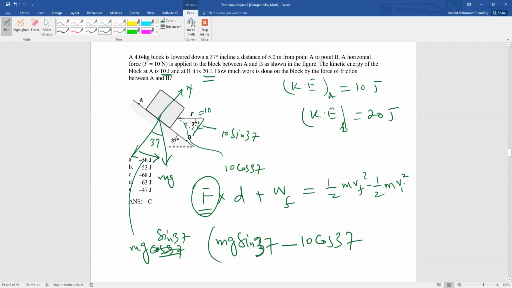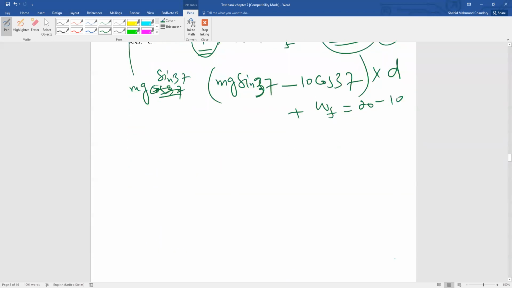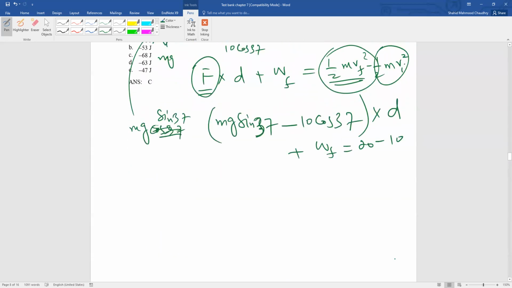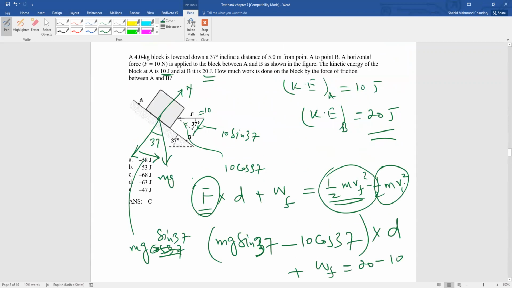And multiply by D plus W into F is equal to kinetic energy at point B, which is 20 joule. This is for final and this is initial, minus 10. So we will solve this equation and then we will get the answer. So M is given, M is I think 4 kg. This is given, 4 kg.